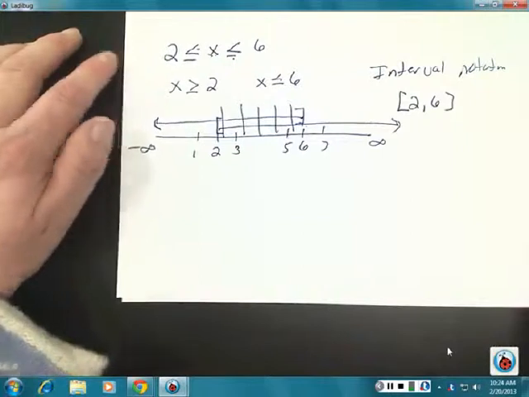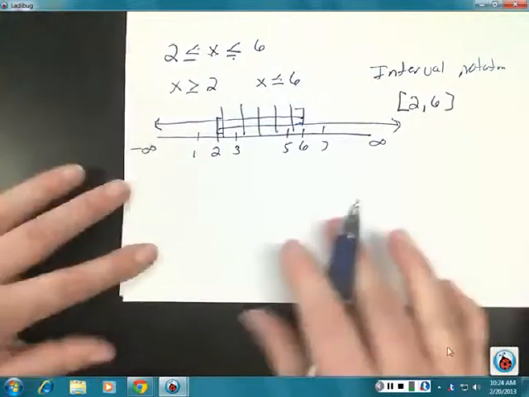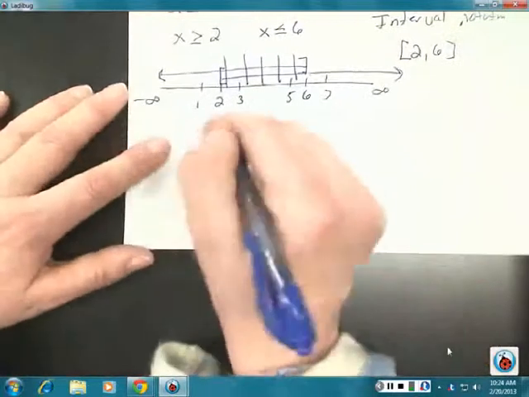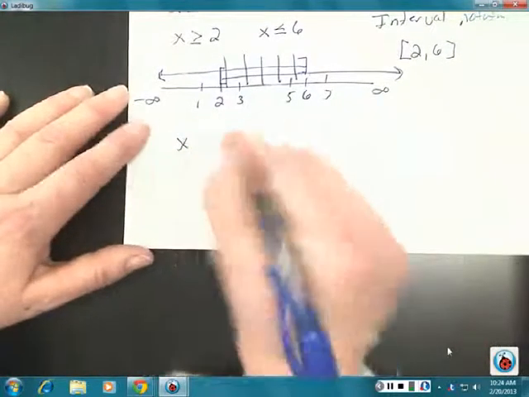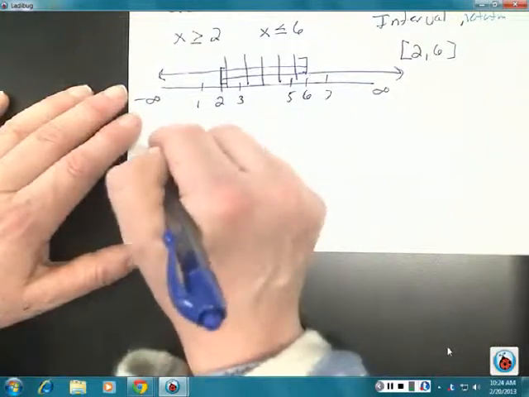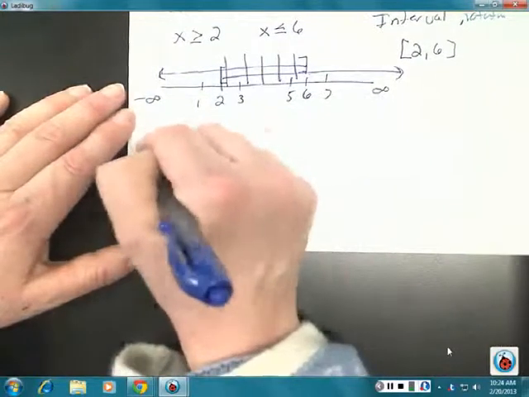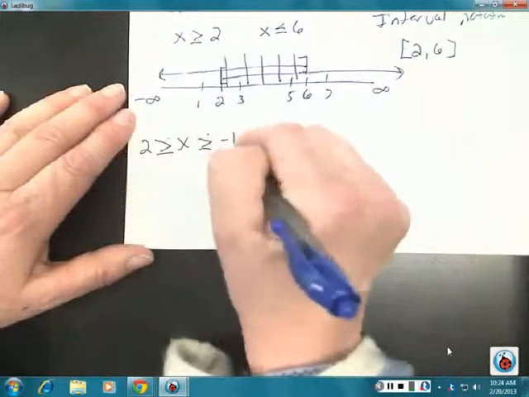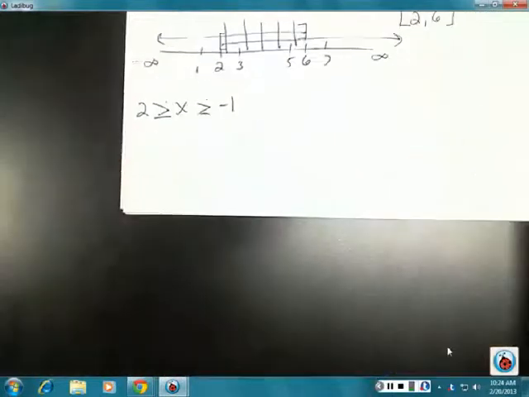So now, if you have the combination of x is, well, let's do it this way. x is greater than 2, but less than a negative 1. What happens with this one?